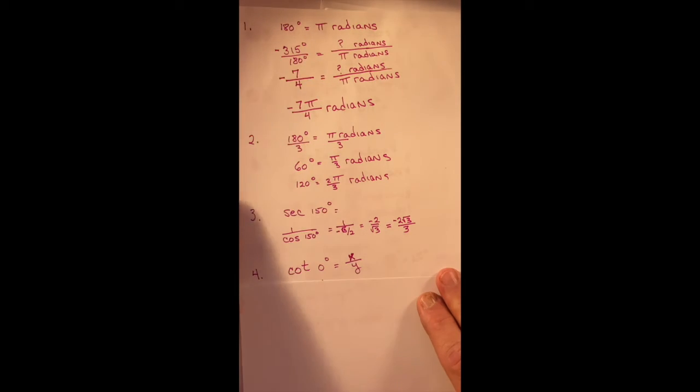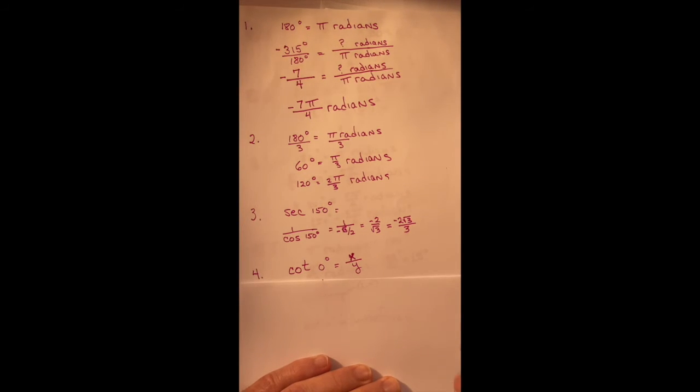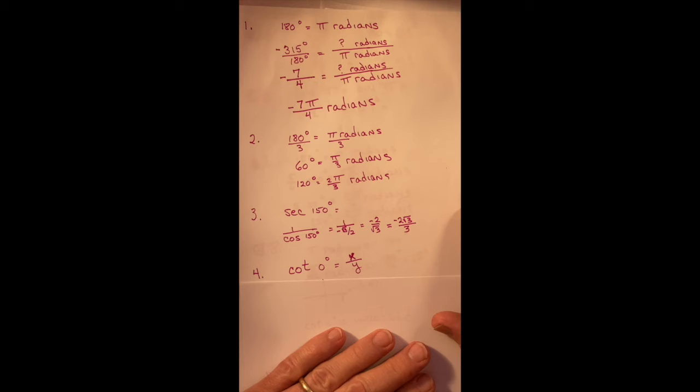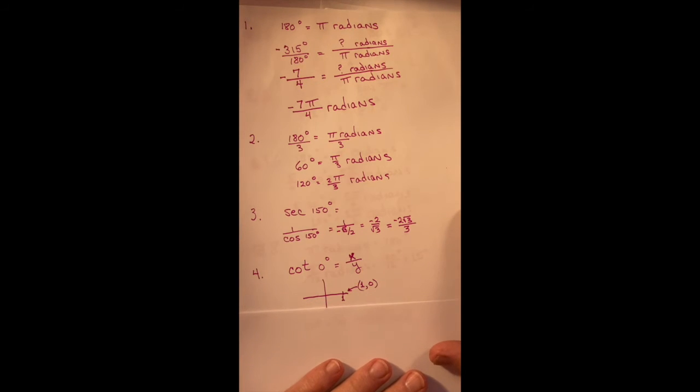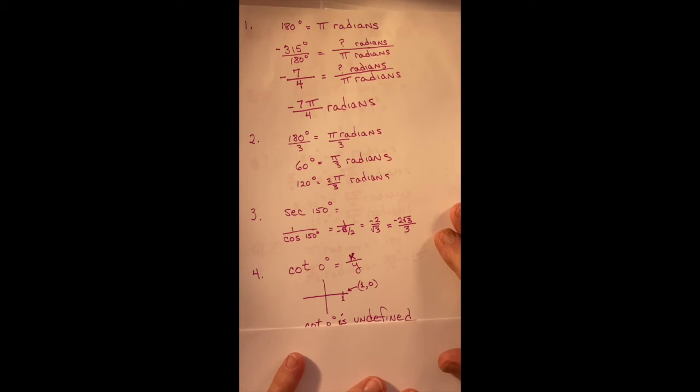Number 4 is asking, what is the cotangent of 0 degrees? Okay. Now, this one's a little bit trickier. You got to remember that cotangent is actually x over y, the x coordinate over the y coordinate. And if you think about 0 degrees, 0 degrees is this right here, and the x coordinate is 1, the y coordinate is 0. If you put x over y, you wind up with 1 over 0, and that's undefined. So the answer to number 4, cotangent of 0 degrees, is undefined.